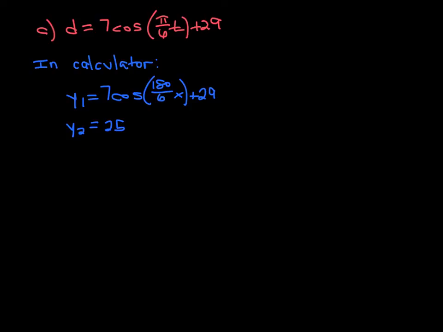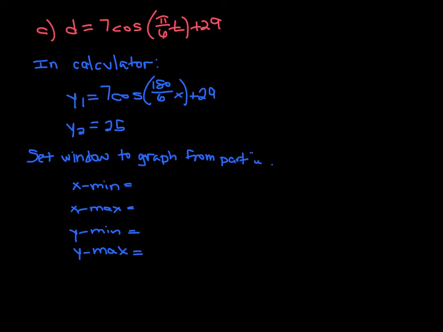Now, your window is probably set at a standard window, which goes from -10 to +10 on the x and y axis. So what we want to do is set our window to match the window from above in part A. So in order to do that, okay, the minimum x value that we're going to need is 0. And the maximum x value that we're going to need is 24.